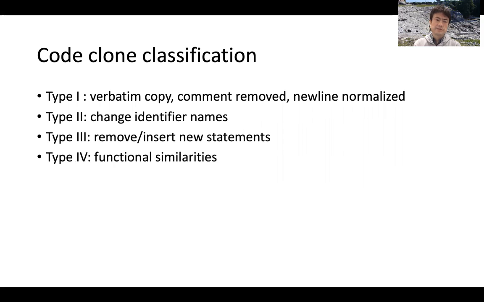Code clones are classified into 4 classes based on their degree of similarity. Type 1 is a verbatim copy, but usually with comments removed and new lines normalized. In type 2, you can change the identifier names, and in type 3, you can remove or insert new statements. Type 4 is a code pair which has functional similarity, but may not have any syntactical similarity.